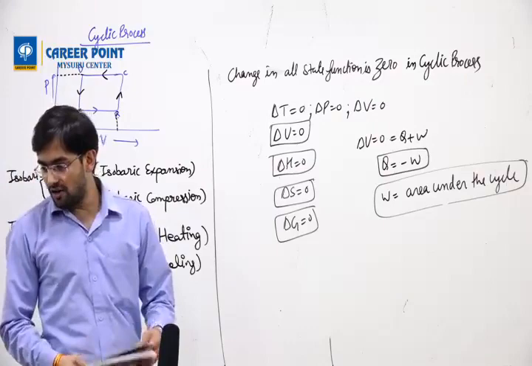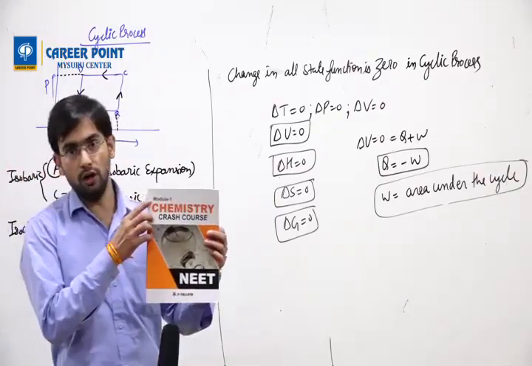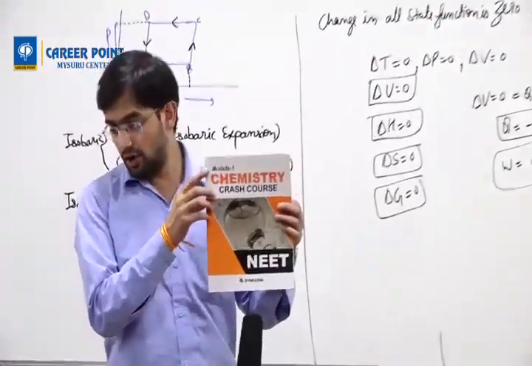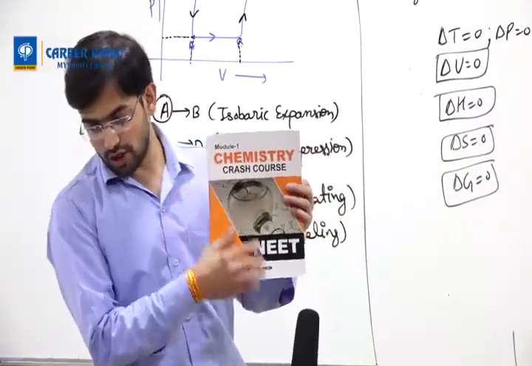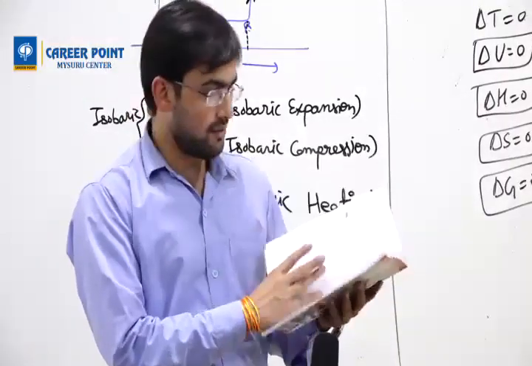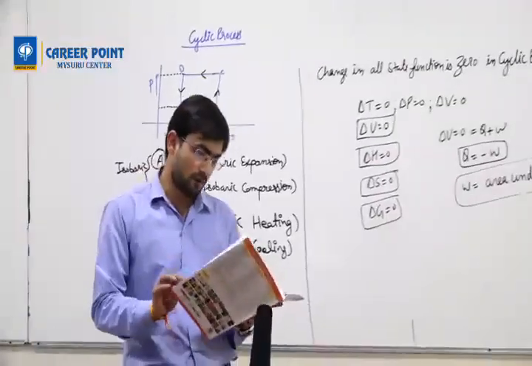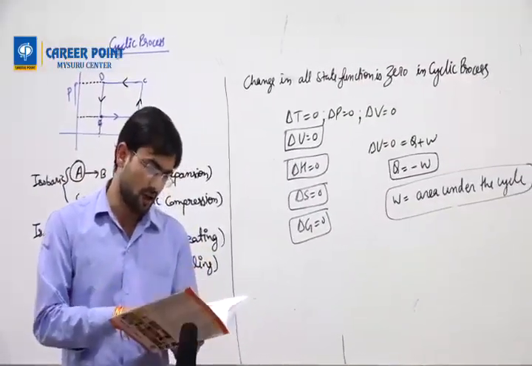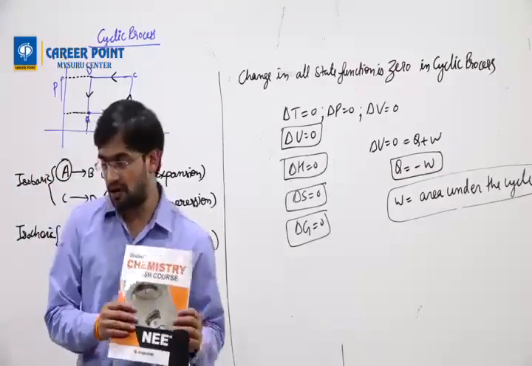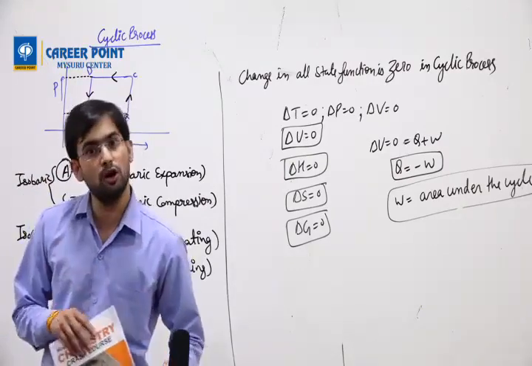Okay, so now we'll talk about our homework. Module 1. In this module, we have page number 121. We have somewhere around 43 problems. Your homework is to solve module 1, page number 121. 43 problems are there. Solve them. If you get doubts, tomorrow we'll discuss them.